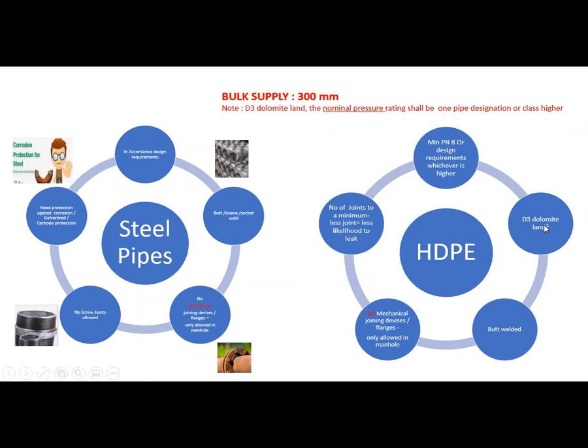And I put a little question mark for you guys. So those who are just taking a screenshot here, just remember that if you are working in Dolomite Land 3, ask yourself the question, oh, it is Dolomite Land 3. So what I need to do is remember that I need to just size up to one class higher. Here I'm only allowed to do butt welding and no mechanical devices unless it's in a manhole.